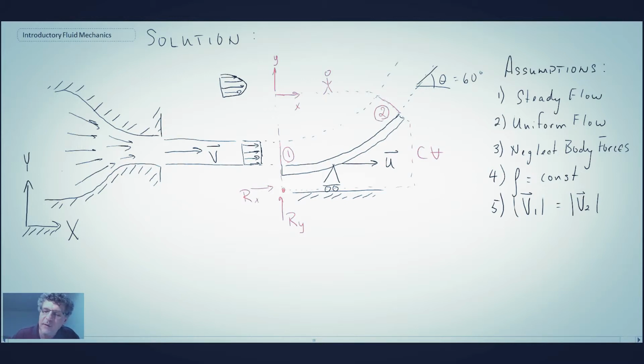Neglect body forces. Next thing, density is constant, so incompressible flow is what we're dealing with. And the final assumption is that V1 is equal to V2, implying the magnitude of V1 is equal to V2. That would be the velocity of the fluid coming in at control surface 1 and the magnitude of the velocity of fluid leaving control surface 2. Okay, so those are the assumptions.